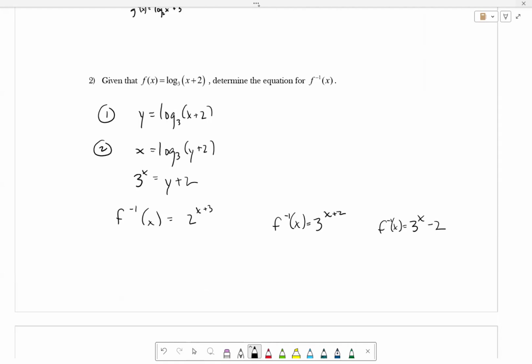Yeah, this is just by definition of logarithms. And it takes some getting used to. So give yourself a break if you're not getting it immediately. It takes some getting used to, but once you get the mechanics, you're fine. And then to solve for y, we just subtract that 2 from both sides. And that y is now f inverse of x. Any questions?